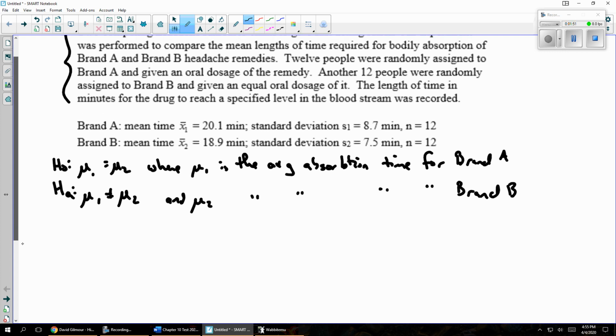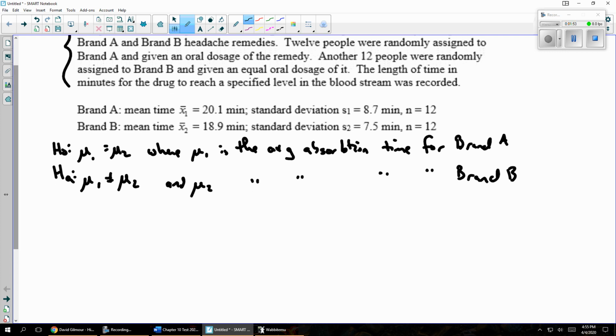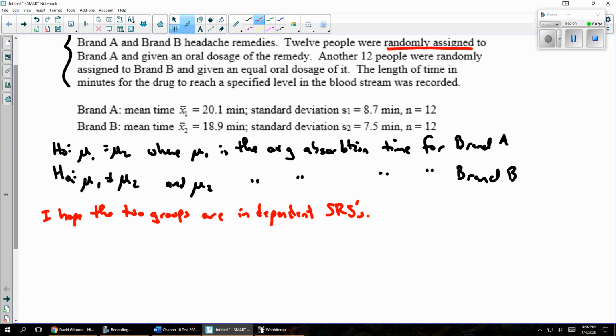Now, in order to perform a hypothesis test, I need to talk about some conditions. So let's look at the conditions. First of all, it told me the people were randomly assigned. That's different than saying they were randomly selected. So I hope the two groups are independent SRSs. They need to be independent because I'm going to do a two sample problem, and they need to be simple random samples.